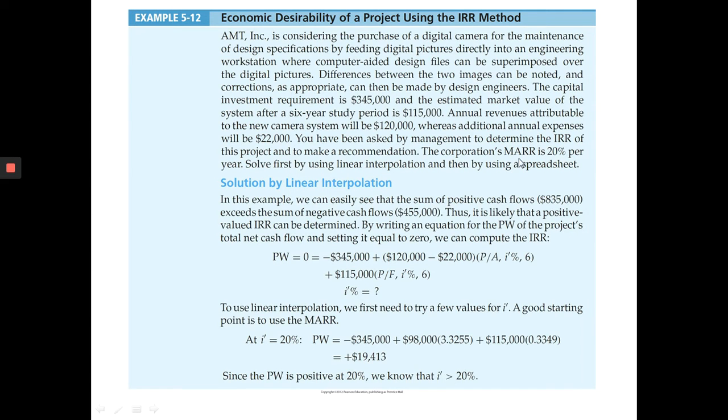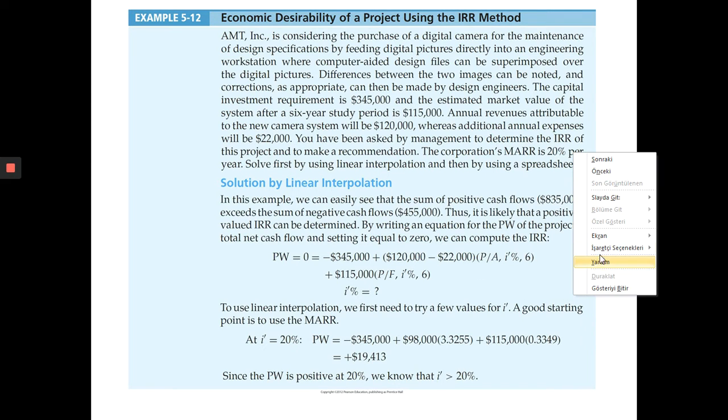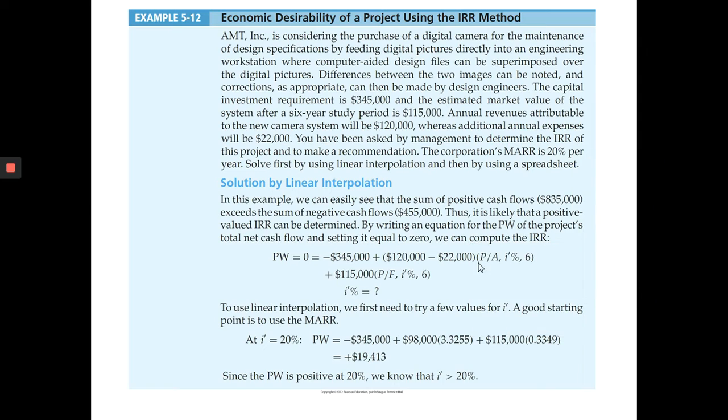By writing an equation for the present worth of the project's total net cash flow and setting it equal to 0, we can compute the IRR. Here in this formula, we have the present worth equal to 0. Why? Because to find out the IRR value, we set the present worth equal to 0, and the interest rate that makes present worth equal to 0 is IRR.